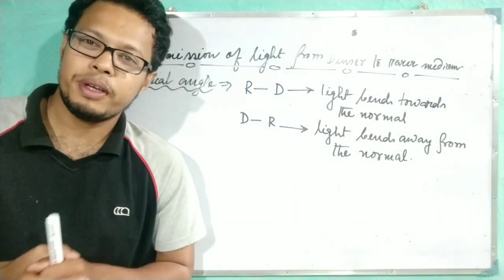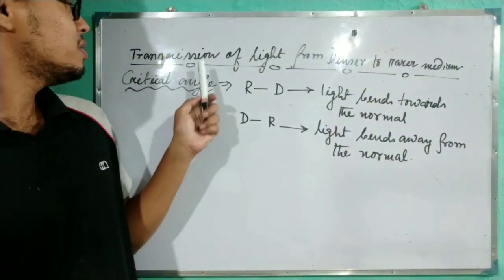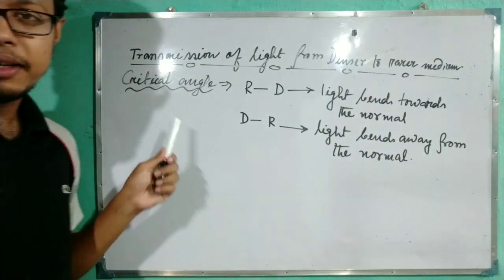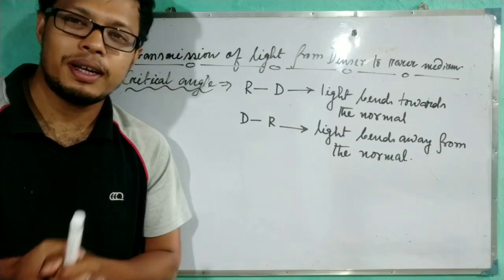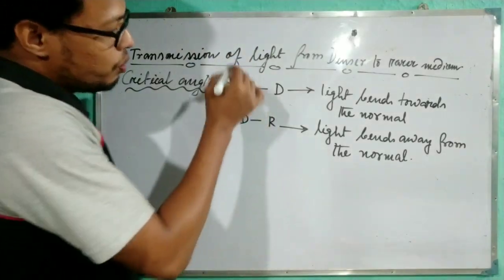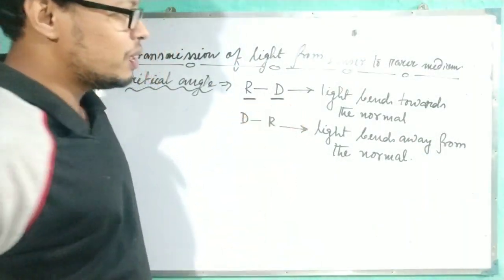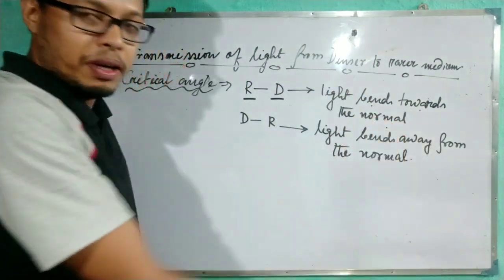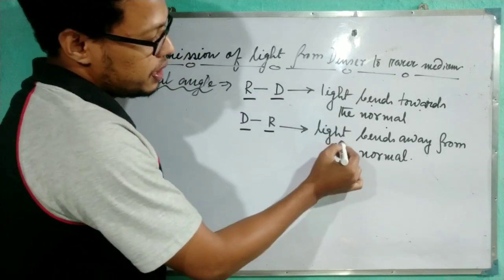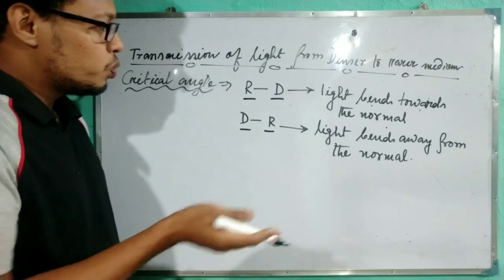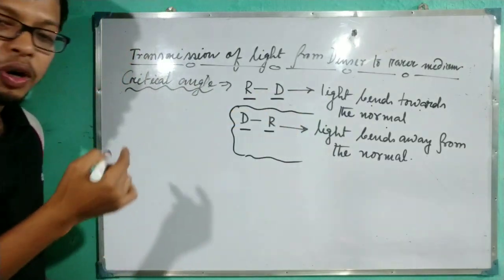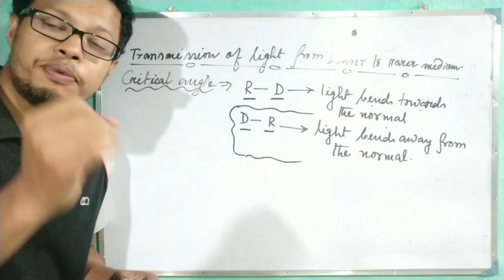Today I came with a new topic, which is transmission of light from denser to rarer medium, means about the critical angle. This is one of the most important topics of class 10. So let's start. Up to this we read that when the rays go from rarer to denser medium, light bends towards the normal. And when light goes from denser to rarer medium, the speed increases, that's why it bends away from the normal. So today I will discuss this topic, means when the rays go from denser to rarer medium at different angles.